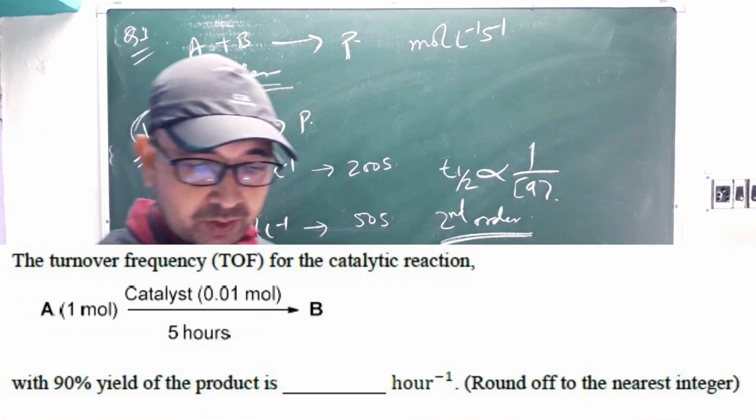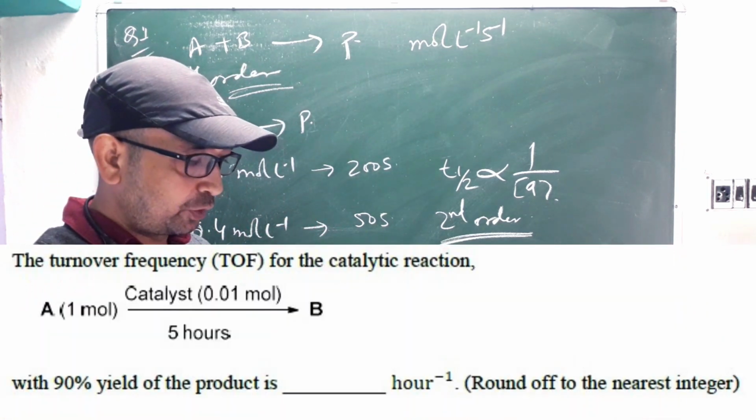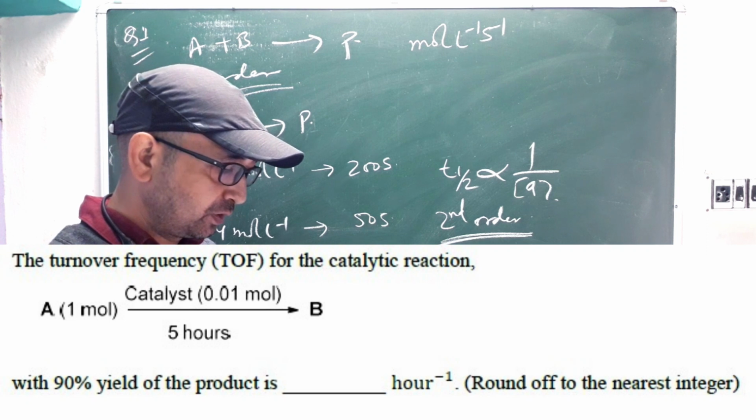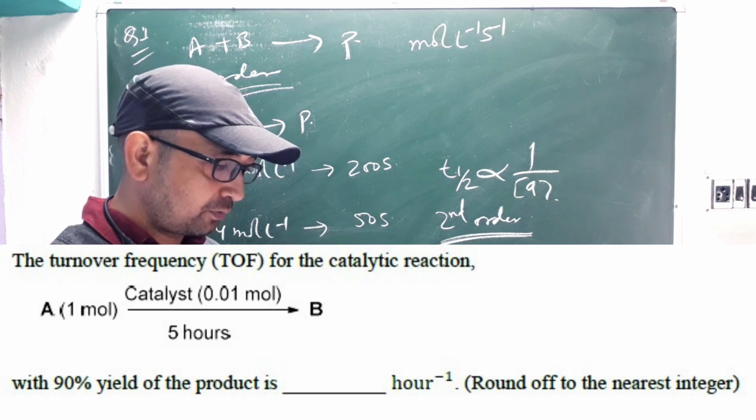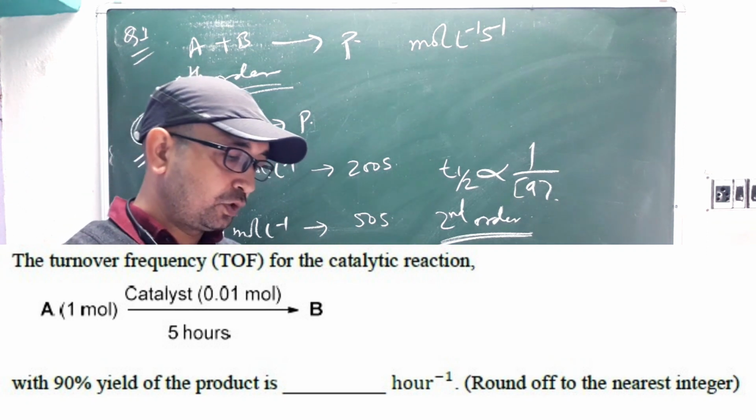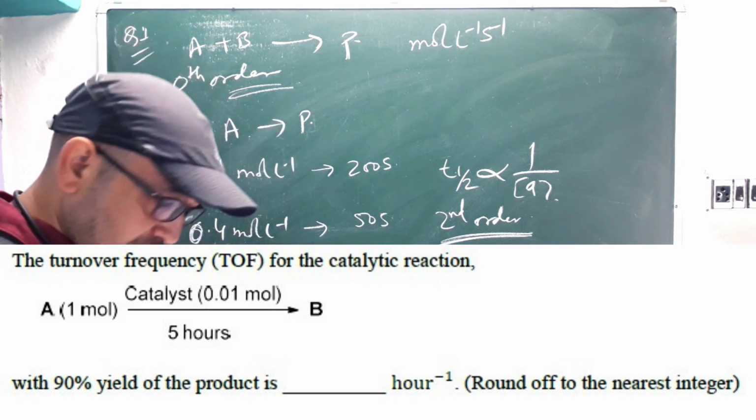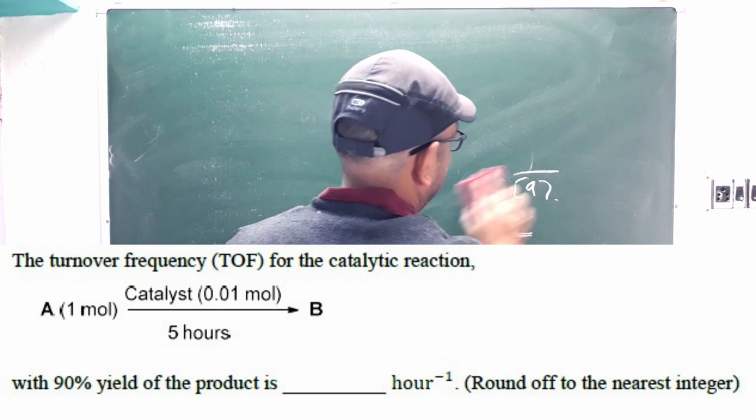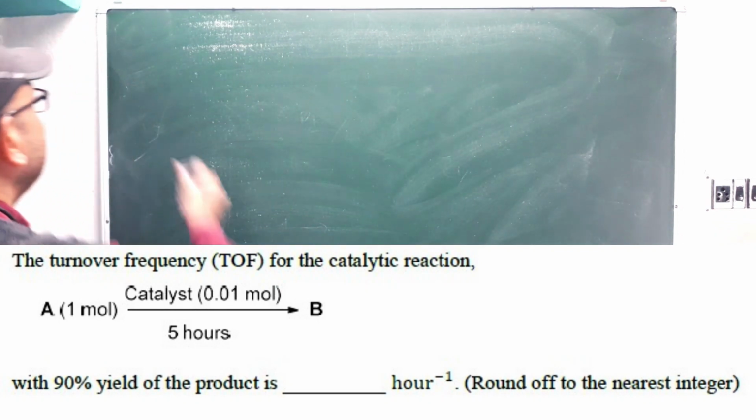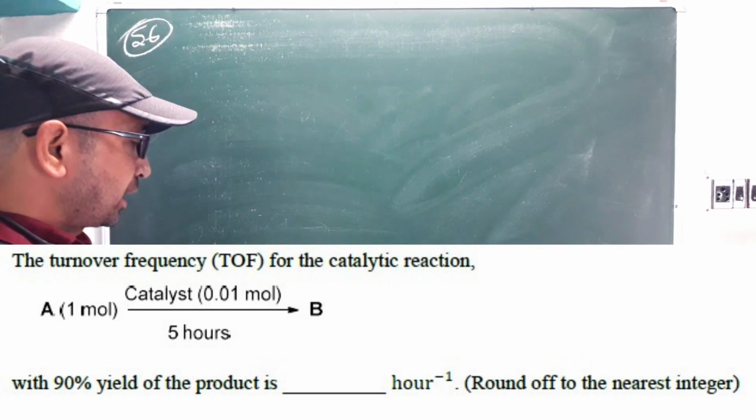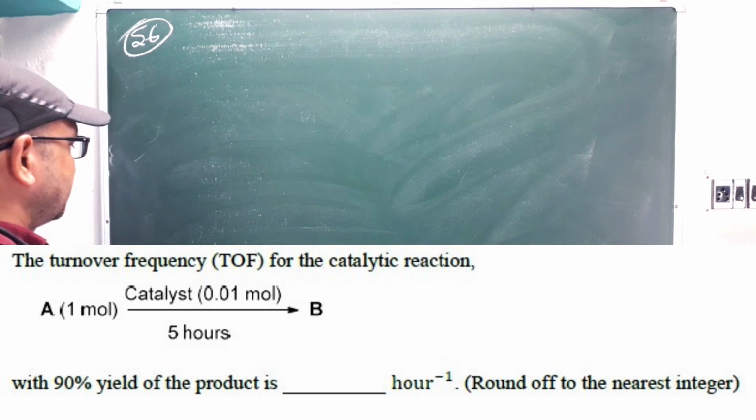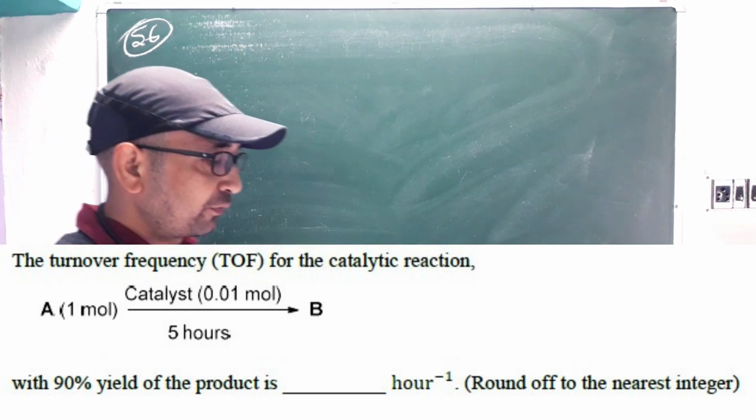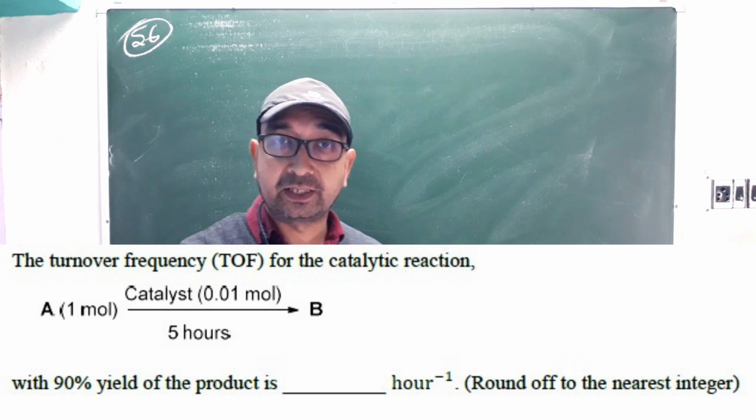Now question number 56, a numerical aptitude type question. It is a very nice question. We'll see question number 56. The turnover frequency of a catalytic reaction, they have given one equation, with 90% yield of a product.